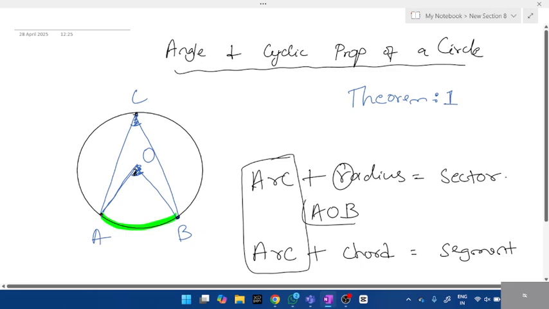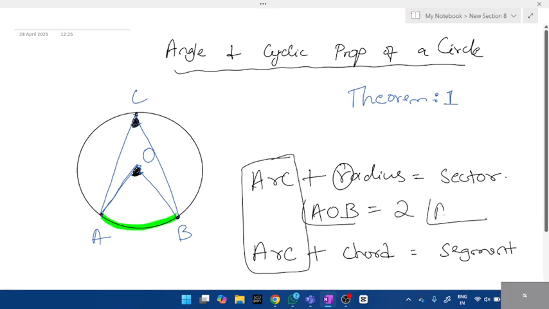So the first theorem is the angle subtended by the arc at the center will be 2 times the angle subtended at the circumference. That is, AOB will be 2 times angle ACB. AOB value will be twice. If AOB is 100, ACB will be 50. This is the first property.